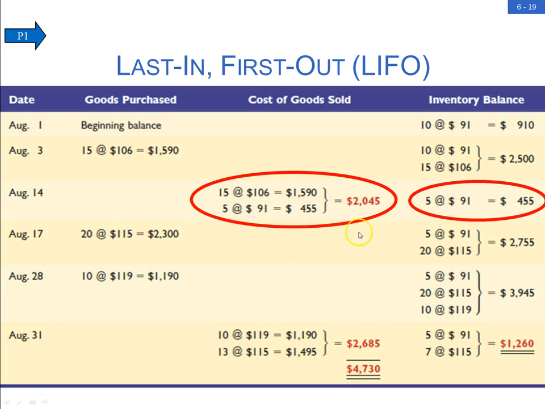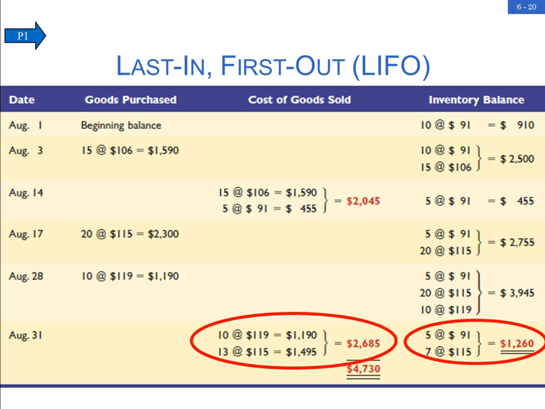Once again, just looking back at our August 14th sale, this would be our cost of goods sold, right? And this would be our ending inventory. This is what your homework's going to be asking you for. So make sure you write out these charts really well. It'll make your life easier, and it'll make it a lot more understandable. And of course, same thing for August 31st. This is our cost of goods sold, and this is our ending inventory.